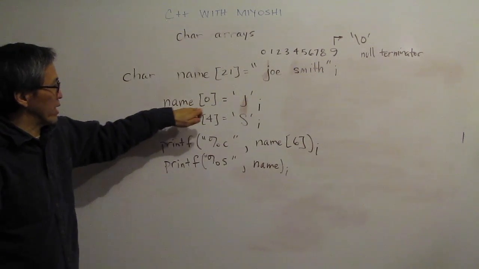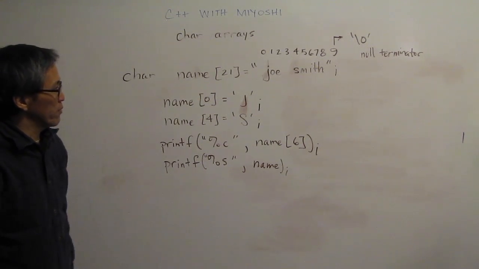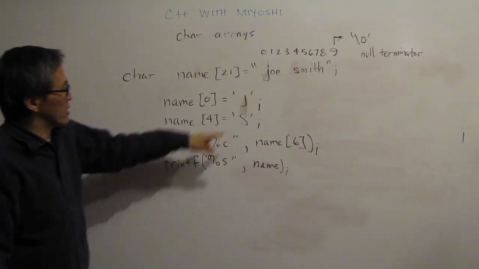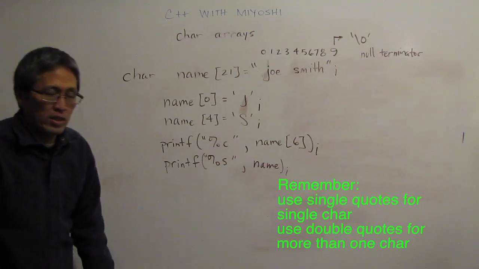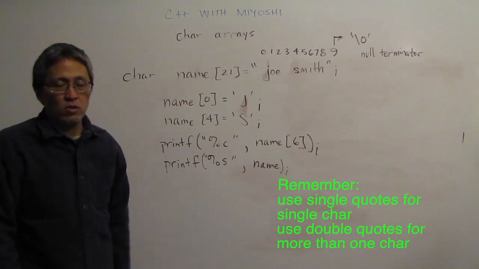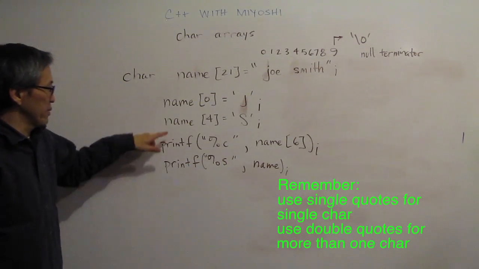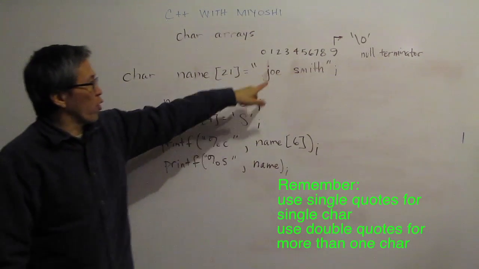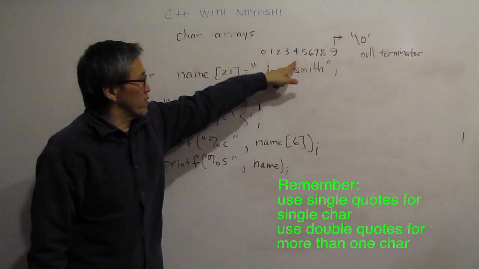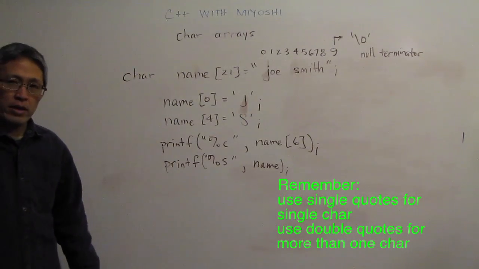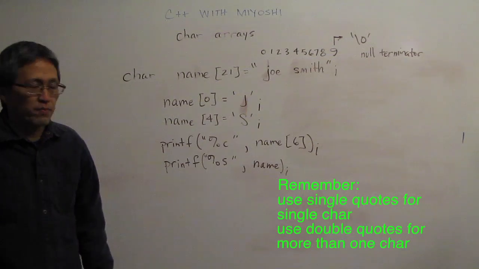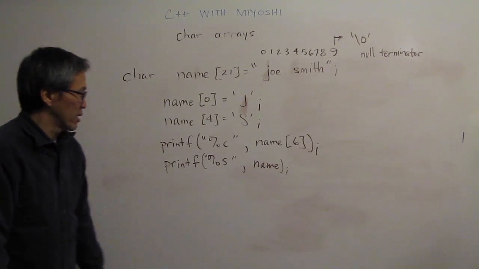So here's a single character, name sub 0. When I say sub, that just means the number inside the square brackets. That's the 0th character, or the first character, with the index of 0. That guy's going to get changed to a capital J. Here my name sub 4, the 4th or the 5th character, but with an index of 4, is going to change from a lowercase s to an uppercase s. Again, remember that they're single quotes because they are single characters.